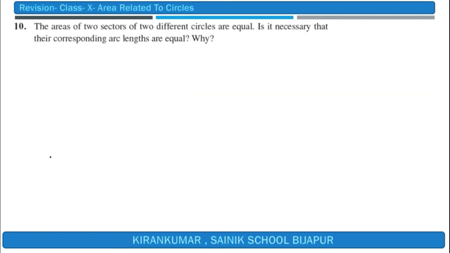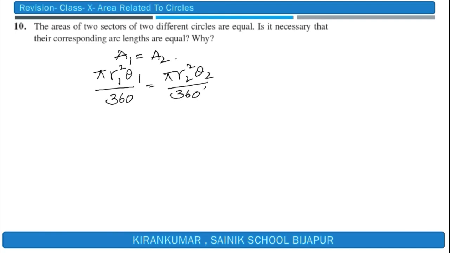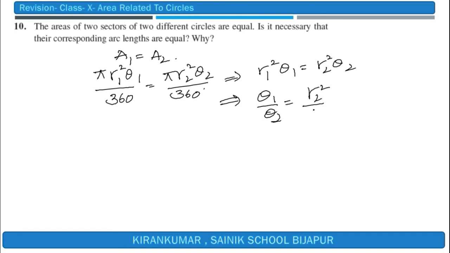Question 10. The areas of two sectors of two different circles are equal. So here the areas are equal. Is it necessary that their corresponding arc lengths are equal? So let me consider the areas with the radius r1, r2 and angle theta 1, theta 2. Here we get the relation r1 square theta 1 equal to r2 square theta 2. From this, if I take theta 1 by theta 2, this will be equal to r2 square by r1 square.